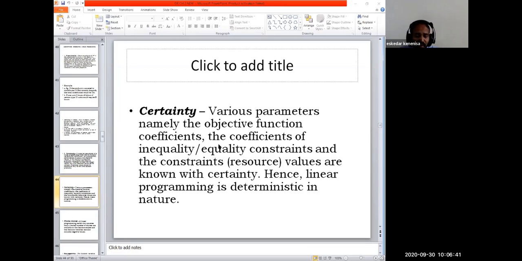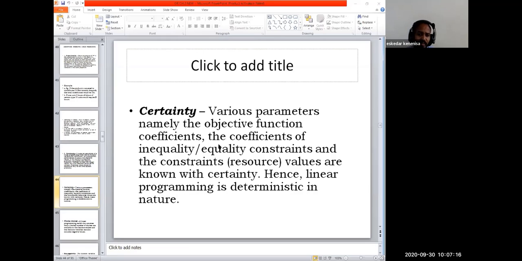በእነዚህ ነው ምንገደበው እንግዲህ. በሪሶርሳችን ታይም ሊኖር ይችላል, ማሽን ሊሆን ይችላል, ኮስት ሊሆን ይችላል, ሁማን ሪሶርስ ሊሆን ይችላል. እነዚህ ኮንስትሬንት ፋክሽኖች ናቸው. The objective function, the coefficient of inequality and equality constraint, and the constraint resource value are known with certainty. በእርግጠኞች መሆን አለባቸው.